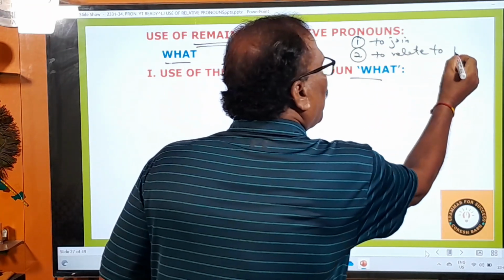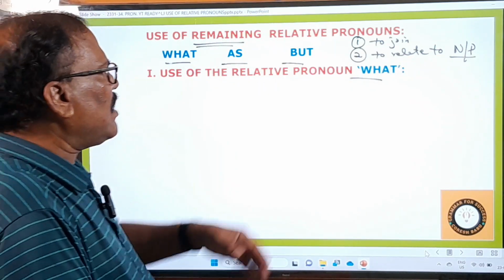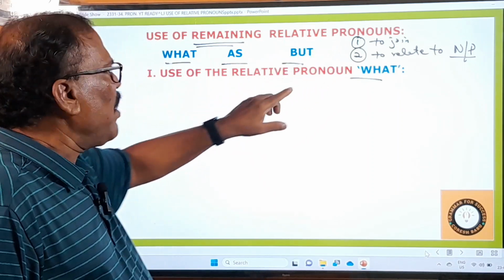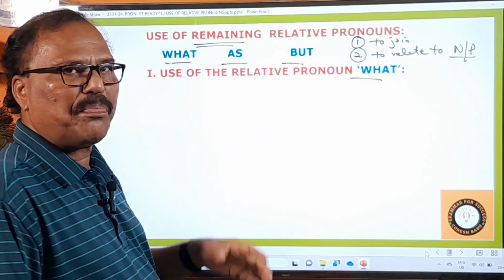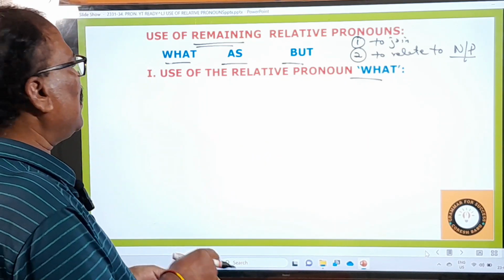the noun or pronoun going before. That is called the antecedent. These are the basic duties that are performed by the relative pronouns. Okay, and here what, as, but will also perform the same duties. Okay, and they do the same action.